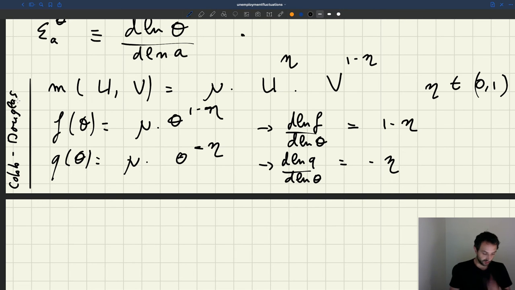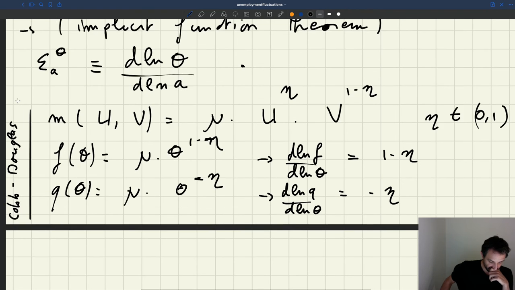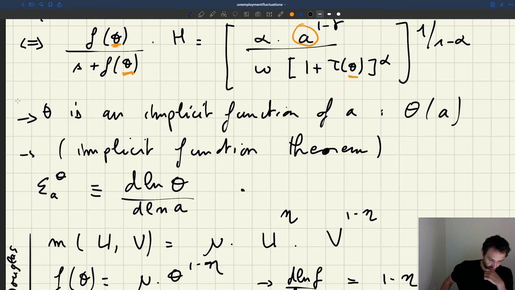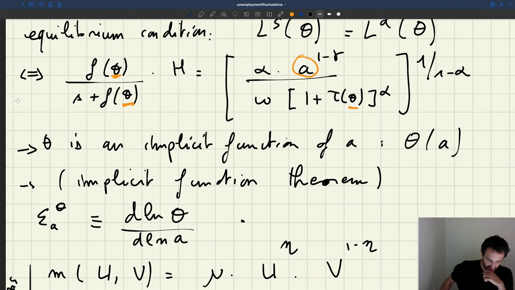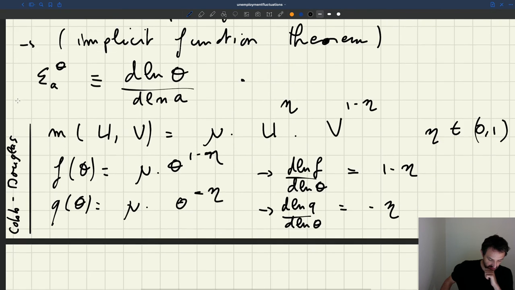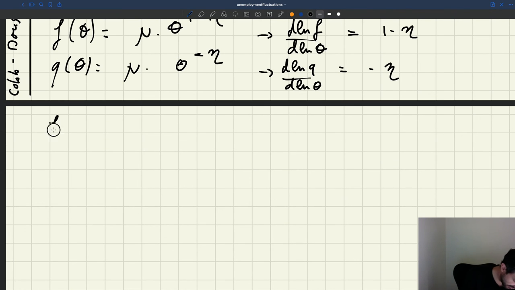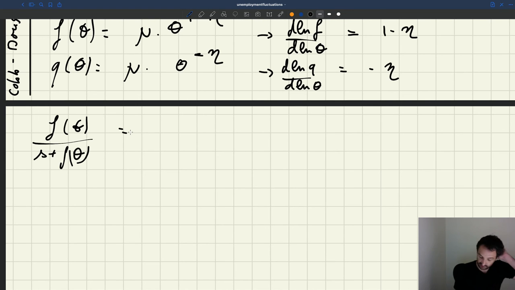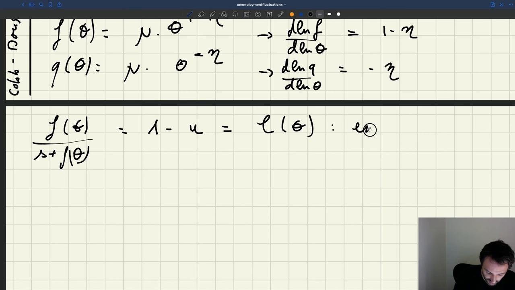All right, so that's one thing. So now we can rewrite a little bit this equation. So notice that f of theta divided by s plus f of theta is just 1 minus u, where u is the unemployment rate, and we can just call this L of theta the employment rate.